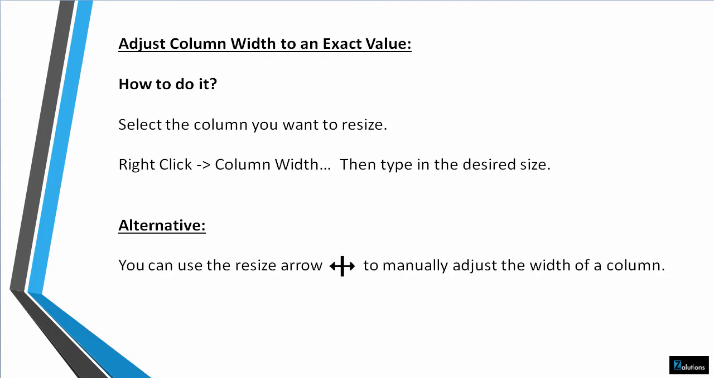The second approach is to use the resize arrow. Place your cursor in between the column header you want to resize and the next adjacent column. This will turn your cursor into the icon shown on the slide. If you double-click it, it will automatically resize the column to the exact size of the largest field in that column. Alternatively, you can click and hold and then drag the column to the desired size.